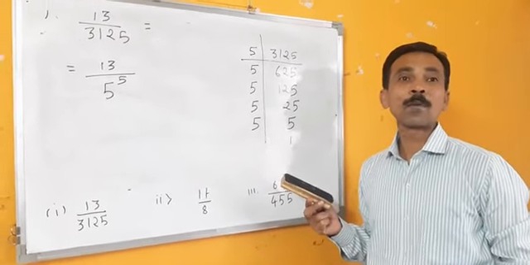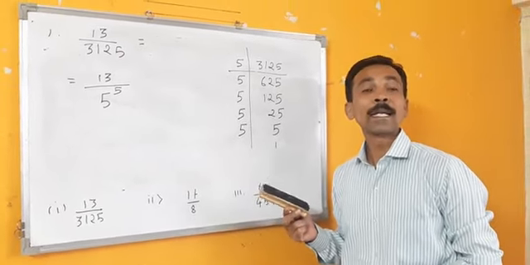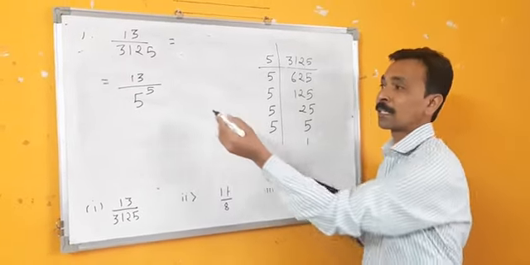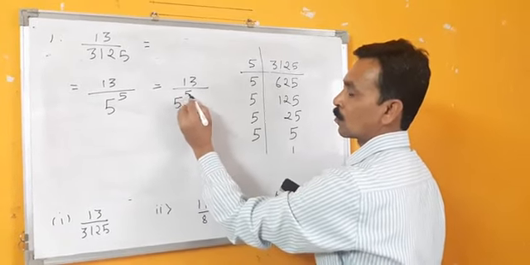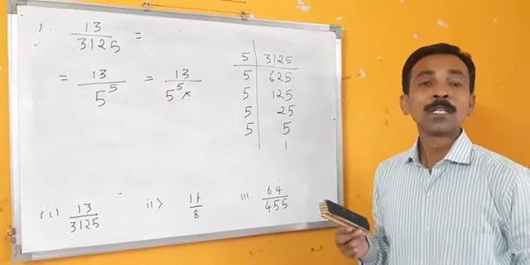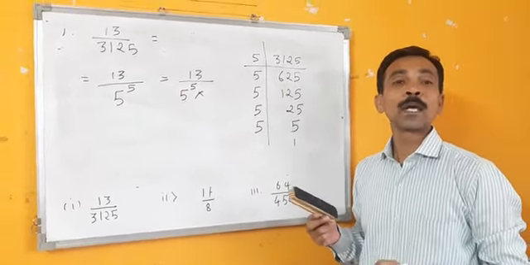We have to see that the denominator is of the form 2 raised to n into 5 raised to m. Then what I will do here? 13 upon, here it is 5 raised to 5. If I want to write in the terms of 2 raised to n into 5 raised to m, I have got 5 raised to 5. What I will do? I will write here 2 raised to 5. Right? Then it becomes 2 raised to n into 5 raised to m. Actually 2 raised to 5 and 2 raised to 5 gets cancelled.